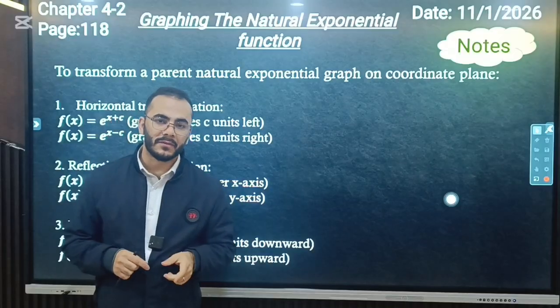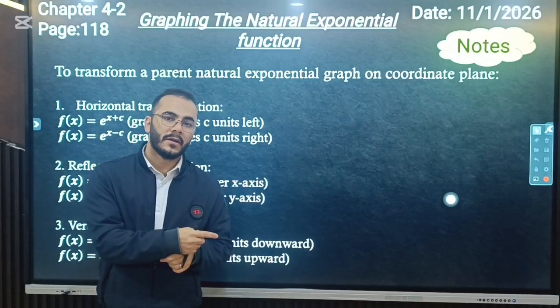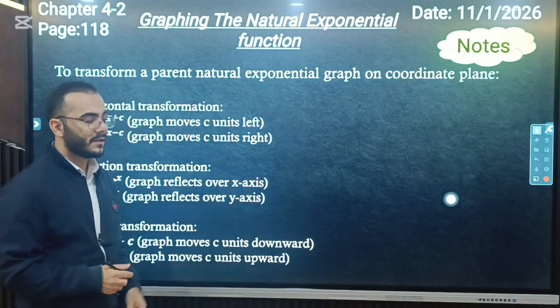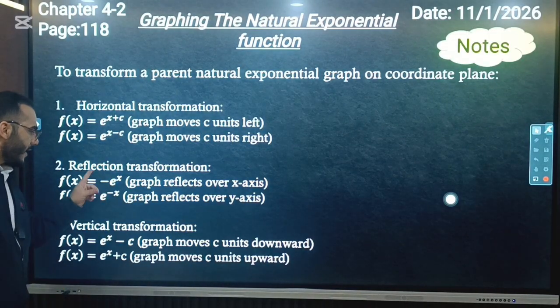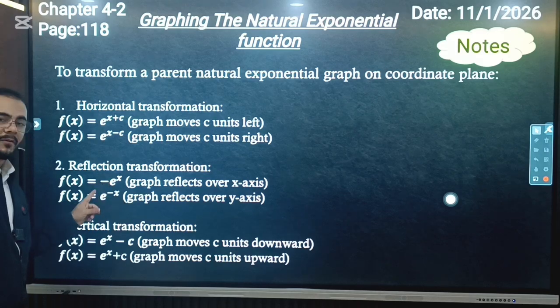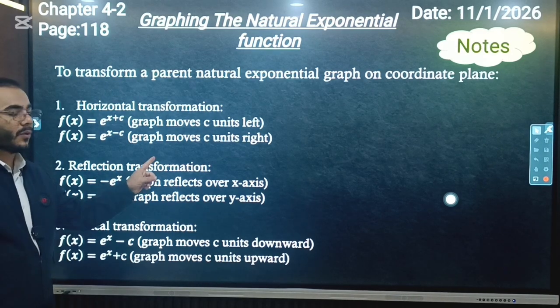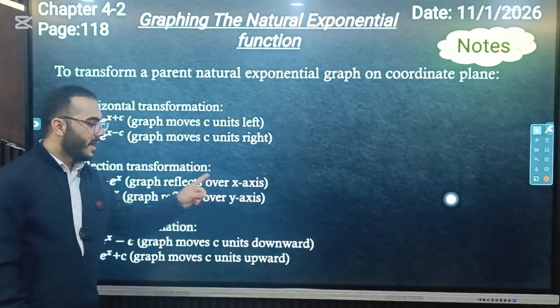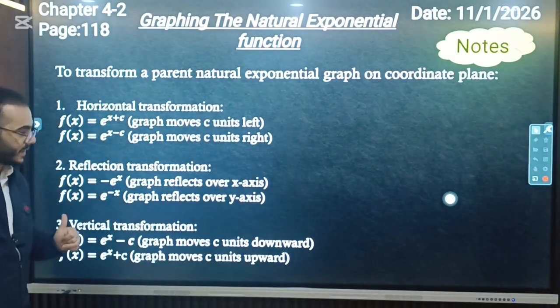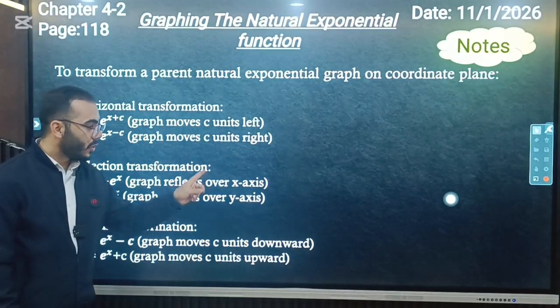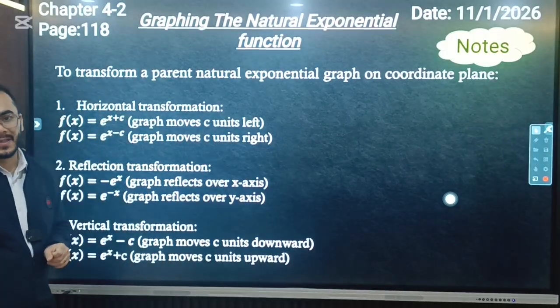If there was negative, we move to the right side. We will see that during the question. And the second transformation is reflection transformation. If there is a negative behind e powered by x, we will reflect it with respect to the x-axis. If there is a negative in the exponent behind the x, we will reflect it with respect to the y-axis.